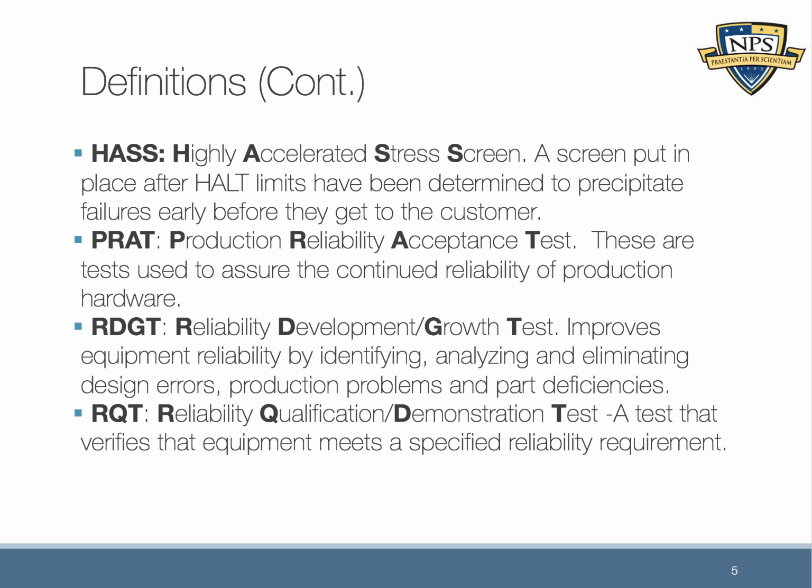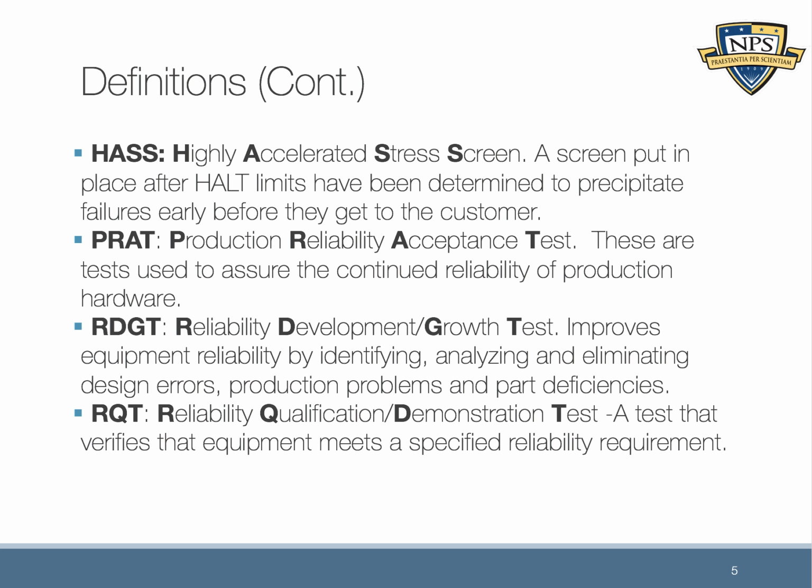PRAT is Production Reliability Acceptance Test, and these are tests used to assure the continued reliability of production hardware, and we'll get into that one a little bit today. RDGT is Reliability Development or Growth Testing, and this test is used to improve the system's reliability by identifying, analyzing, and eliminating errors related to production.